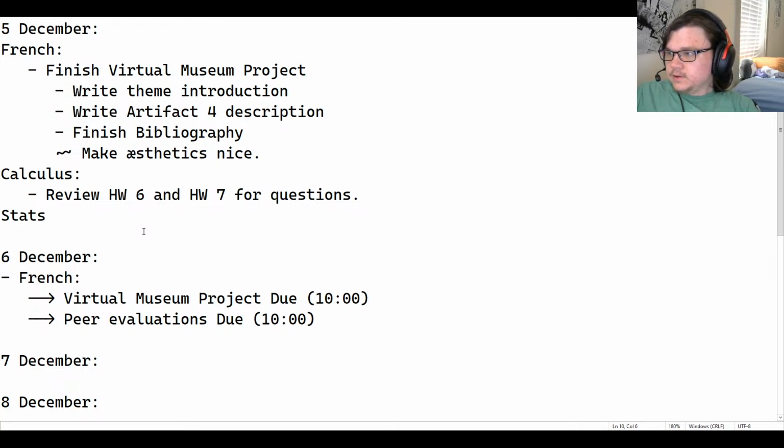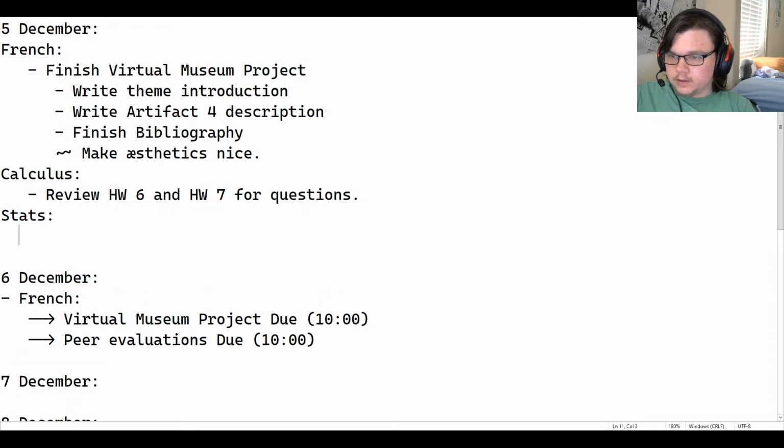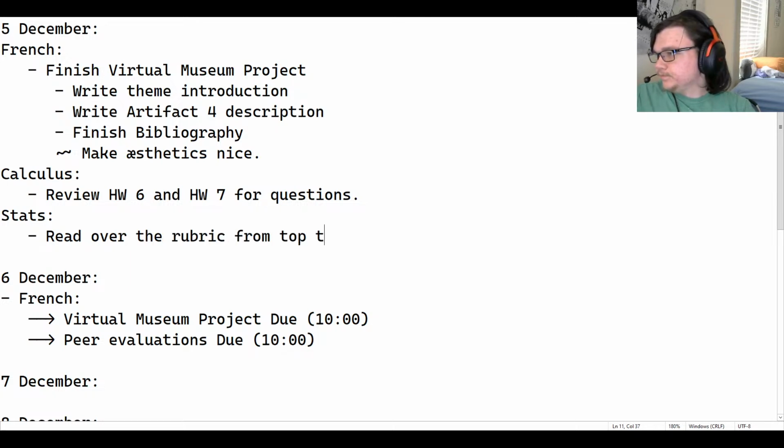For the stats thing, I need to read over the rubric from top to bottom and make a plan.